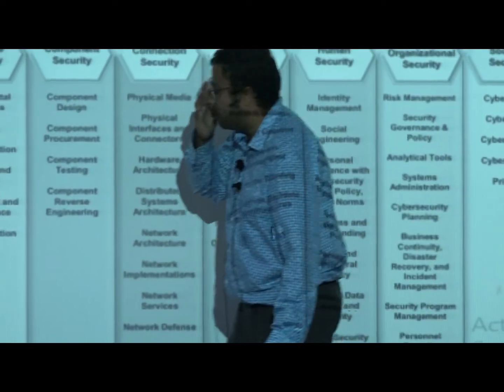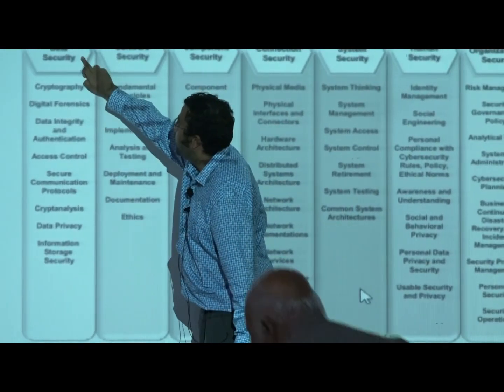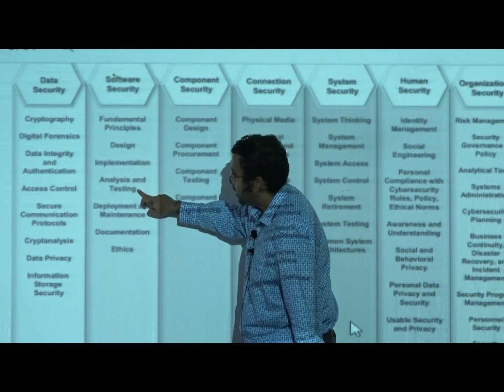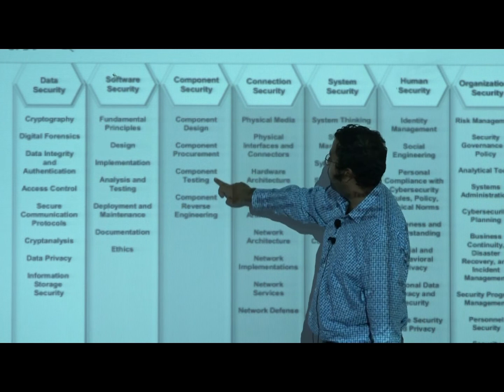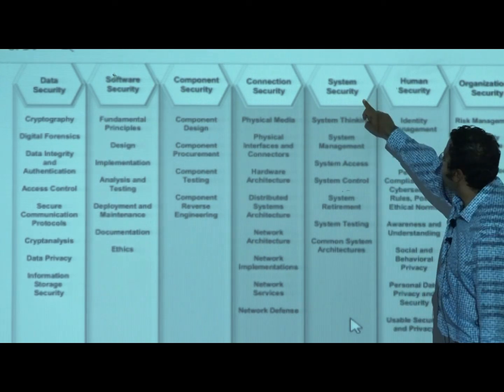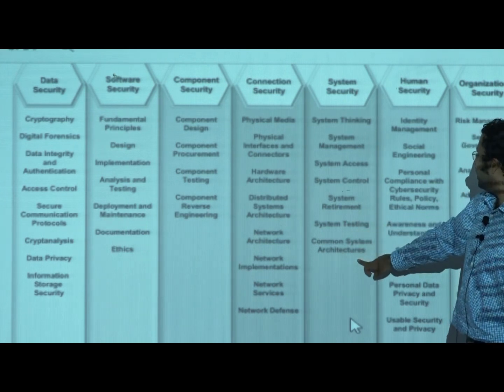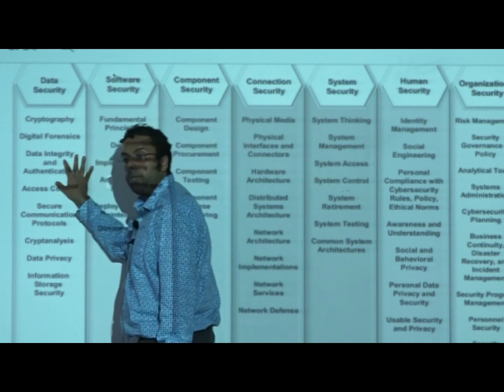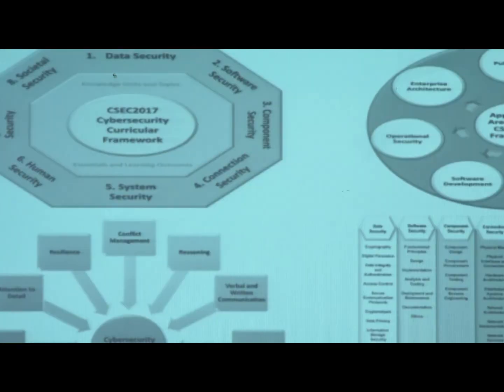And here are more examples, this one please, on the various applications which come up as a result of mixing machine learning and deep learning with cyber security. In data security, things like cryptography, authentication, authorization, cryptanalysis, tag analysis. Then software security: design, implementation, analysis, testing, deployment of the software. Component security: component procurement, testing, and reverse engineering. Connection security: physical media, hardware architecture, network architecture. System security: systems thinking, systems control, systems testing, system architecture. Human security: intelligence, social engineering, and social and behavioral privacy. Then organizational security: risk management, cyber security planning, procurement, and so on. And then societal security: cyber crime, cyber law, cyber ethics, cyber policy, privacy. So all these aspects come into play when we combine machine learning with cyber security. I think that's it.